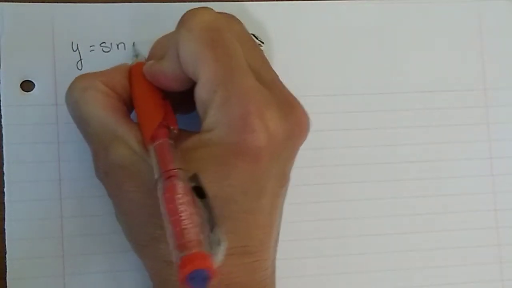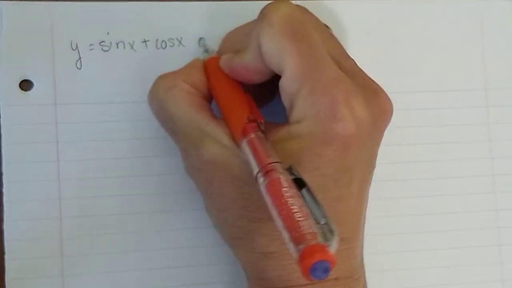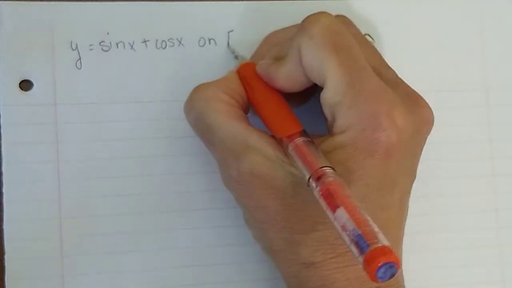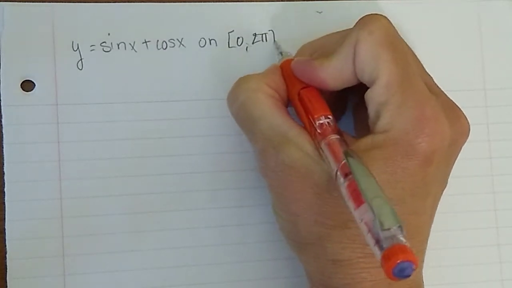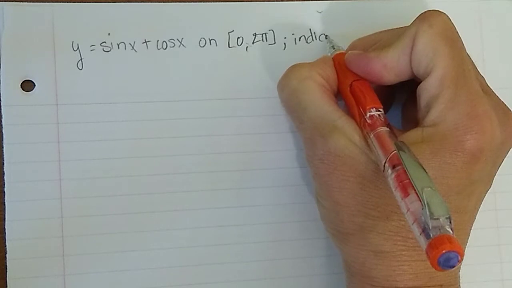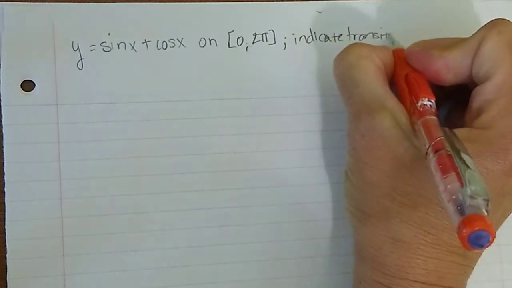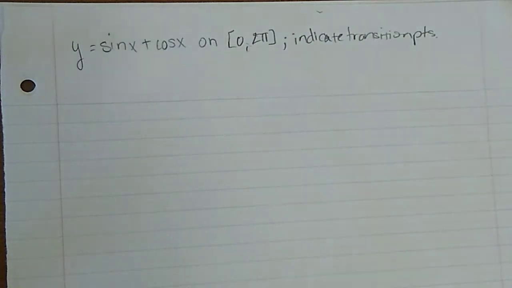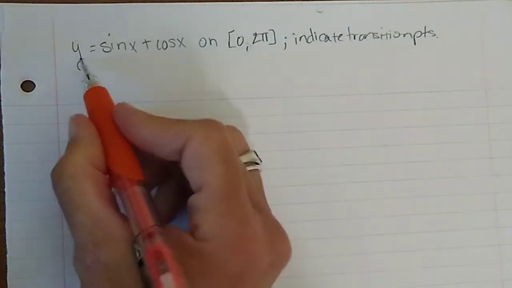All right, our example was y equals sine of x plus cosine of x on the interval from 0 to 2 pi. And we have to indicate transition points, so I'll just write that briefly. The transition points are places where the first or second derivative is equal to 0, where the first or second derivative changes sign. We find those places by setting the first or second derivative equal to 0. So, in other words, we need the first and the second derivative for this function y.